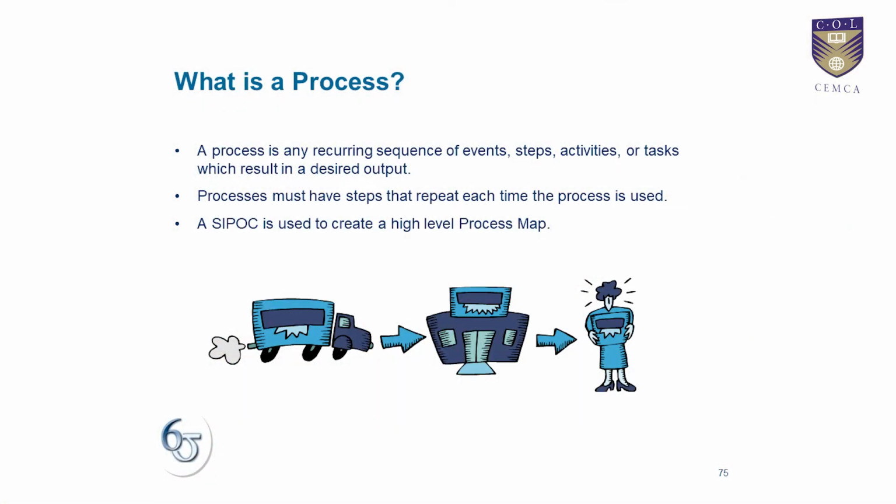To begin with, any process is any recurring sequence of events, steps, activities or tasks which result in a desired output that the customer has expected you to provide. And a process must have steps that repeat each time the process is used. That's very important. Now it sounds very simple, sounds very common sense, that the process steps are something that gets repeated each time a process is used. Does it happen every time? Not every time, because there are certain exceptions. In certain exceptions, you do not repeat the same process step.